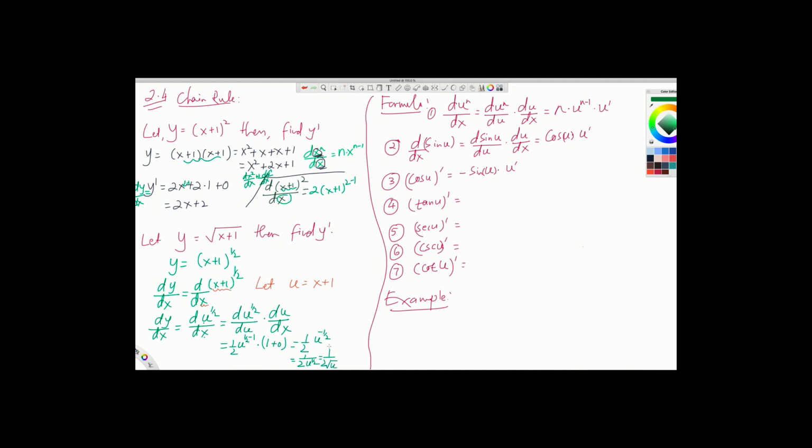But here is the problem. Your question was in terms of x, so your answer must be in terms of x. You need to replace that u back. So the final answer here is 1 over 2 root under x plus 1. That is the derivative of this function.